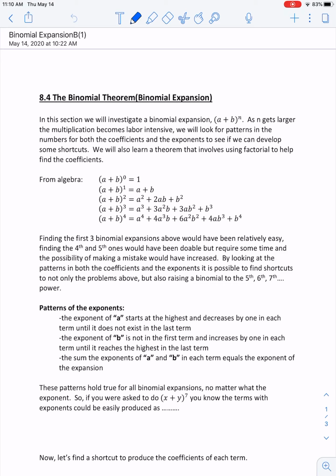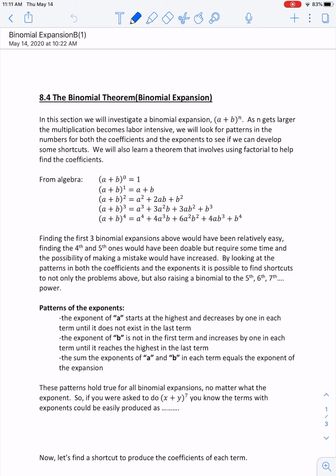Moving on from our quick study of factorial, which will play a part in the next couple of lessons, we start section 8.4, which you can see is entitled the binomial theorem. Basically, it's how do you take a two-term binomial and raise it to a power that maybe gets larger than what is convenient.